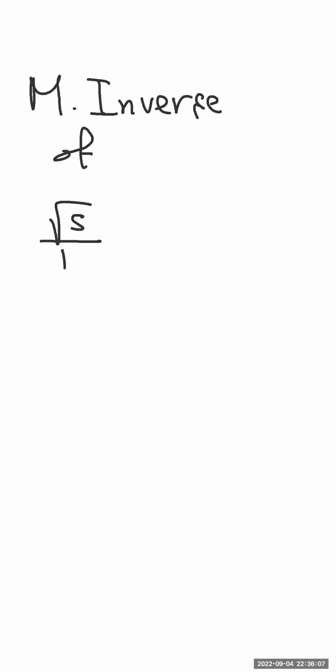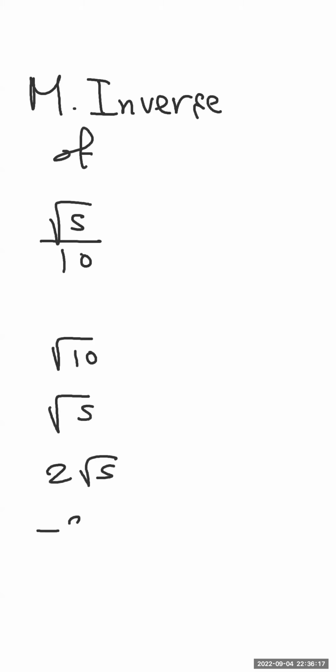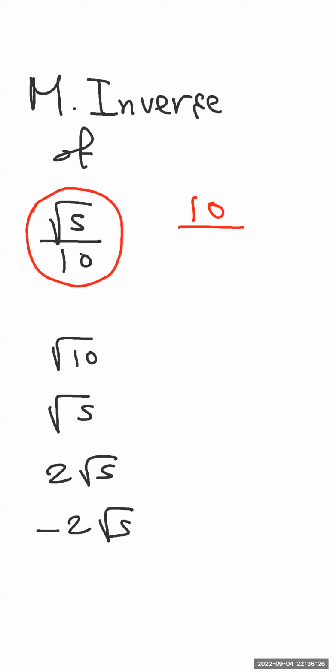Okay, another question. Multiplicative inverse of square root of 5 over 10. The choices are square root of 10, square root of 5, 2 square root of 5, negative 2 square root of 5. Multiplicative inverse means the reciprocal of the number. So simply I have to flip the number. It will become 10 over square root of 5.